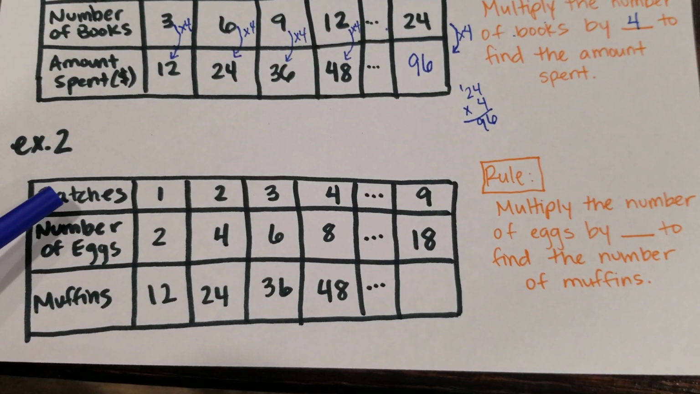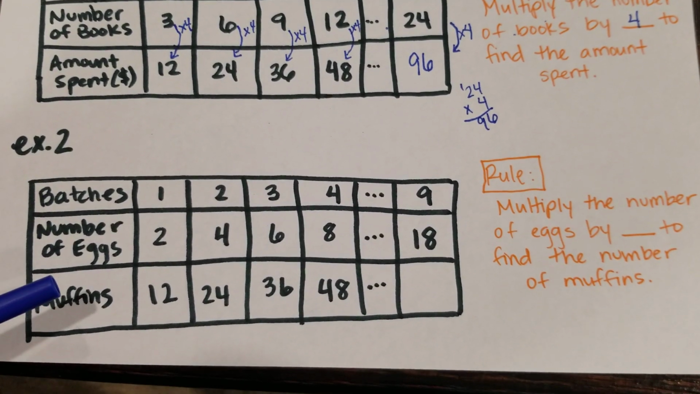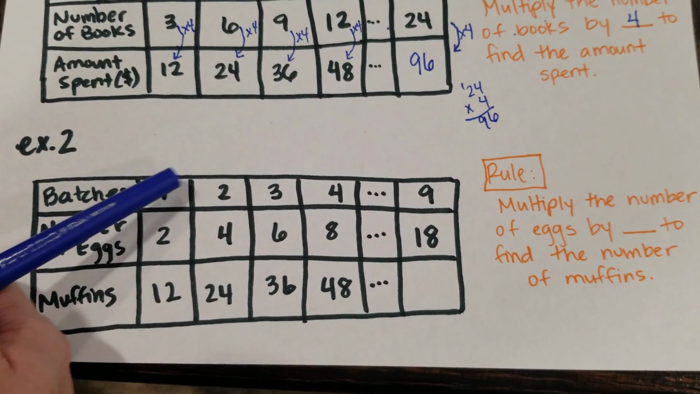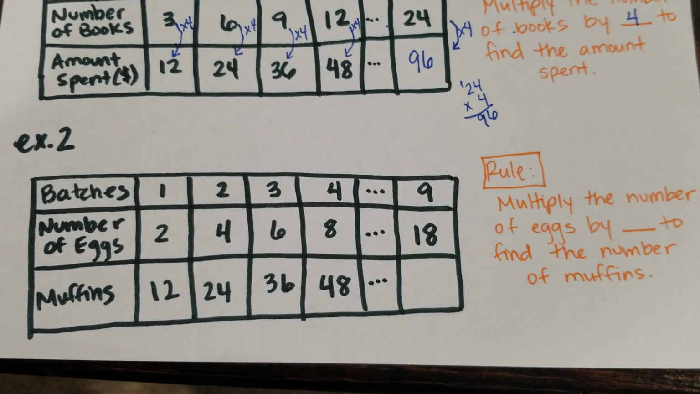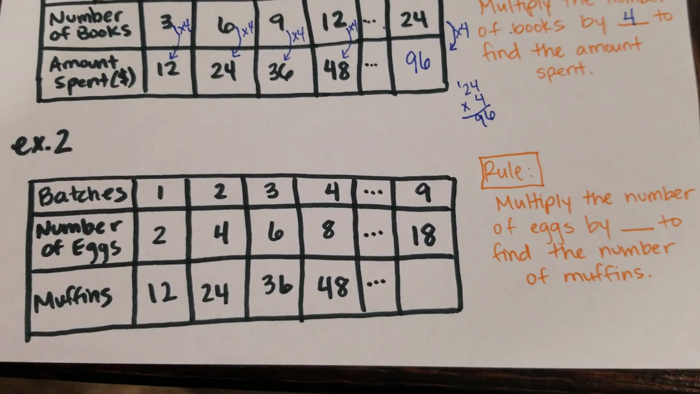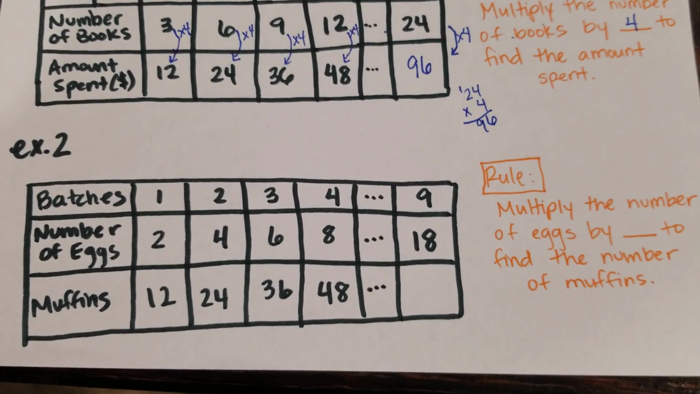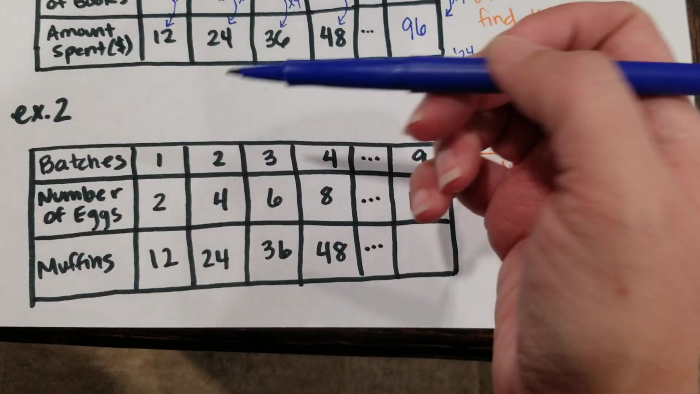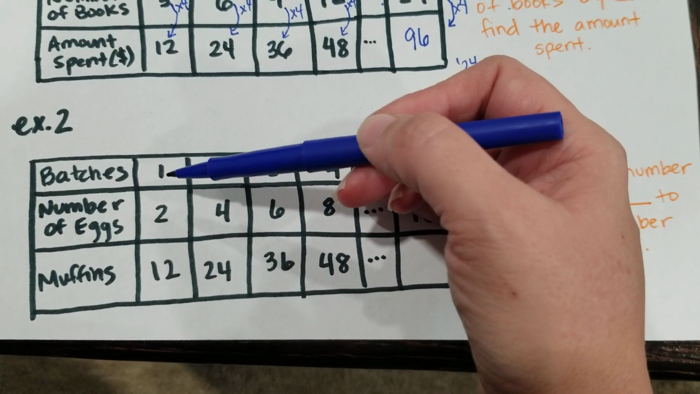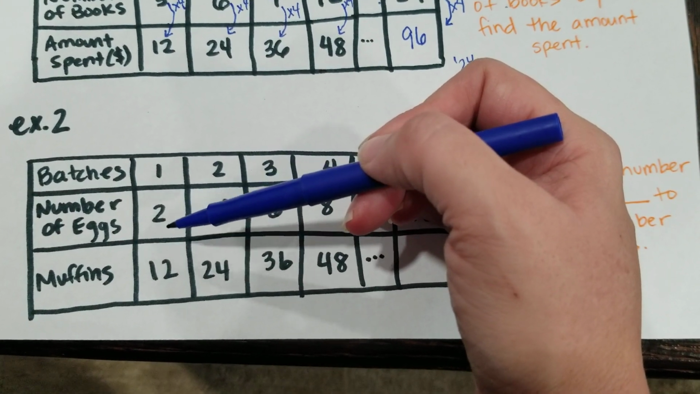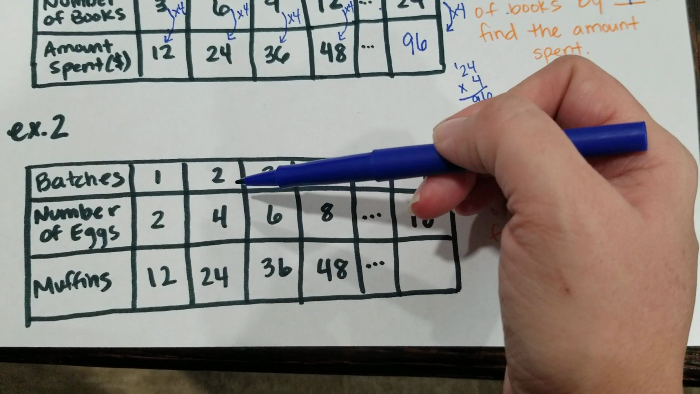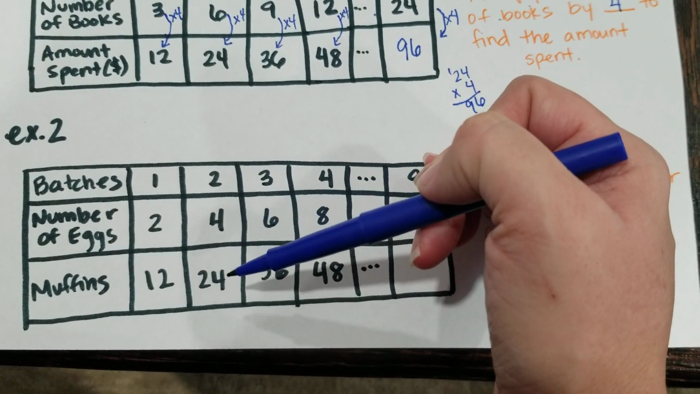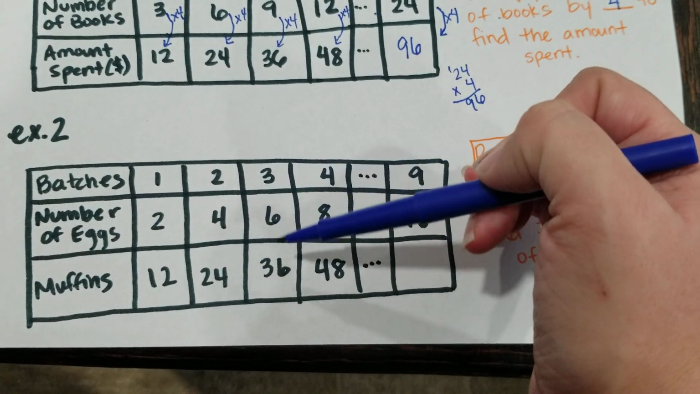But let's look at what it is. So we have batches, number of eggs, and muffins. So I'm going to guess that this person is making some batches of muffins. Remember, batches is like, they made some muffins one time and then they made them again and again. When you're baking, you're making batches. Okay, so for one batch of muffins, it takes 2 eggs and they get 12 muffins. For 2 batches of muffins, you need to use 4 eggs and it makes 24 muffins.